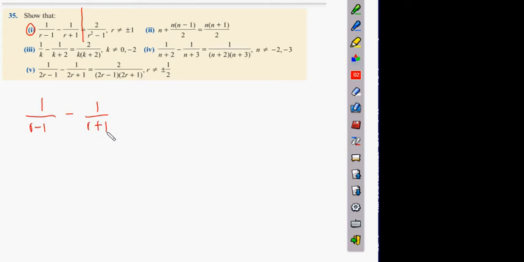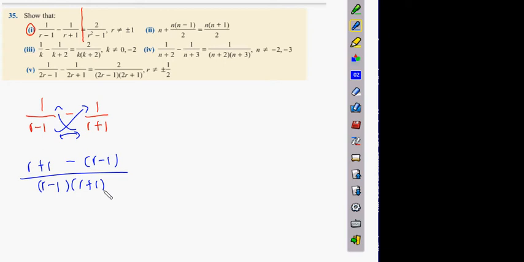And doing what I did in the last question, I'm going to bring this up, and the two of these across. So I'm going to be left with r plus 1 minus bracket r minus 1 all divided by r minus 1, r plus 1. Now, sorry guys, that's a 1 and not an r. Okay? Now what happens on top? I get r plus 1 minus r plus 1.